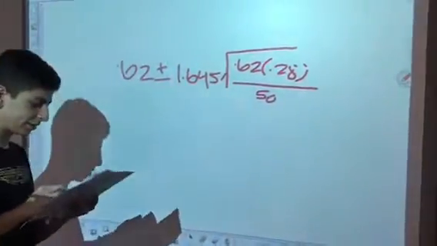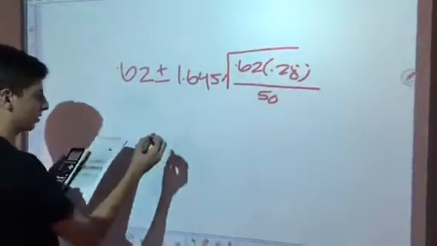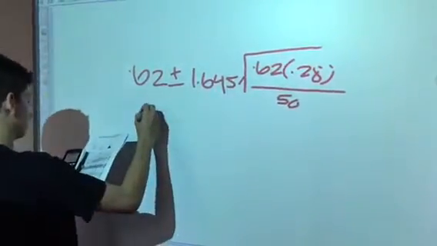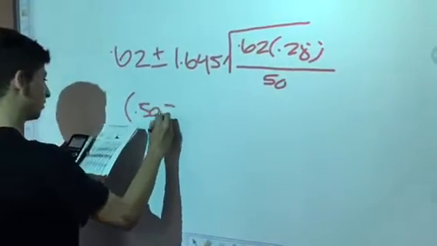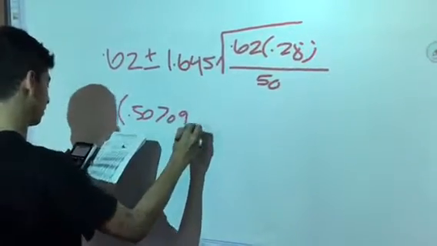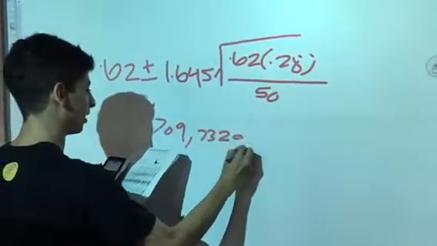Now, if we were to plug this into our calculator, we would get the same exact interval as our previous calculation of 0.50709 and 0.73291.